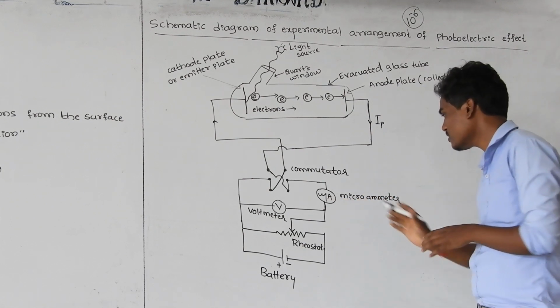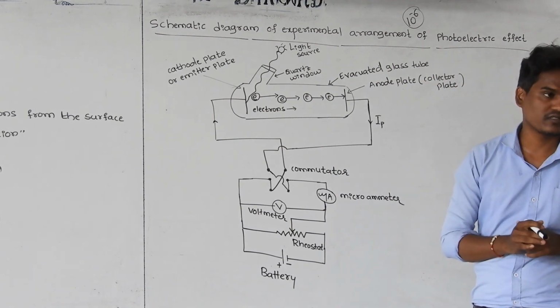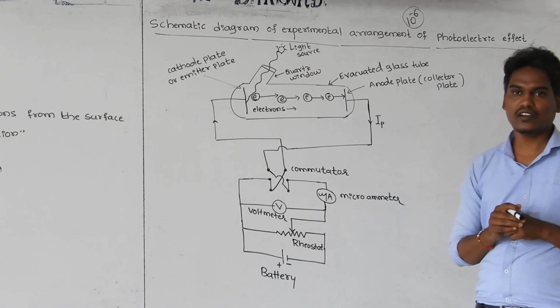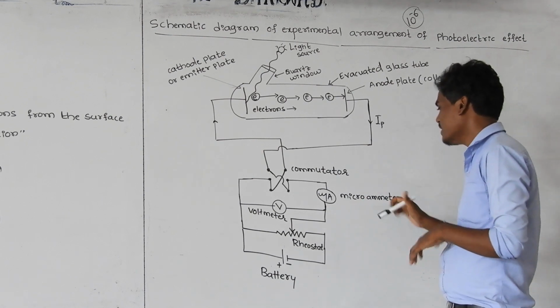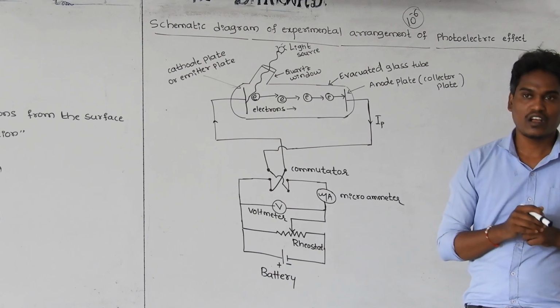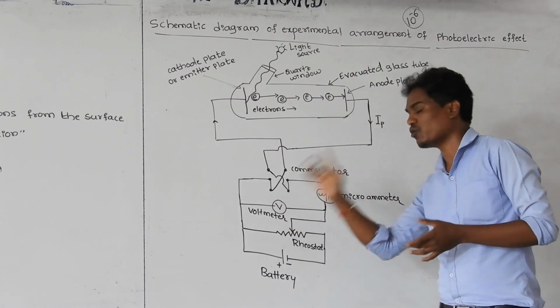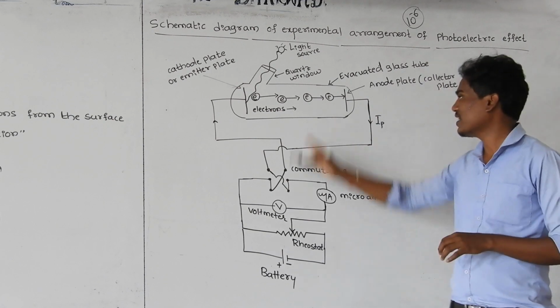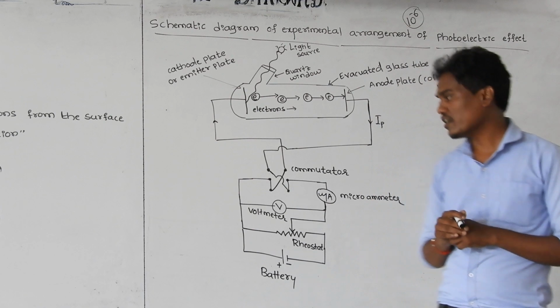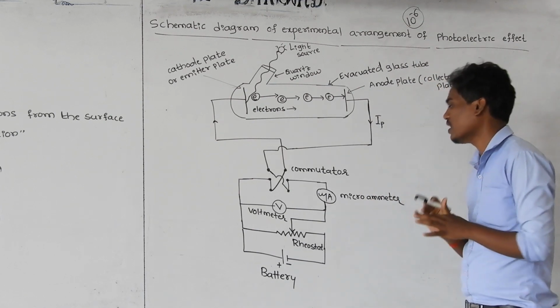What is a microammeter? Generally, instead of calling it a microammeter, you can just call it an ammeter. The ammeter is an instrument we use for measurement of current. How much current is flowing in the circuit? That flowing current can be measured by an instrument called an ammeter.